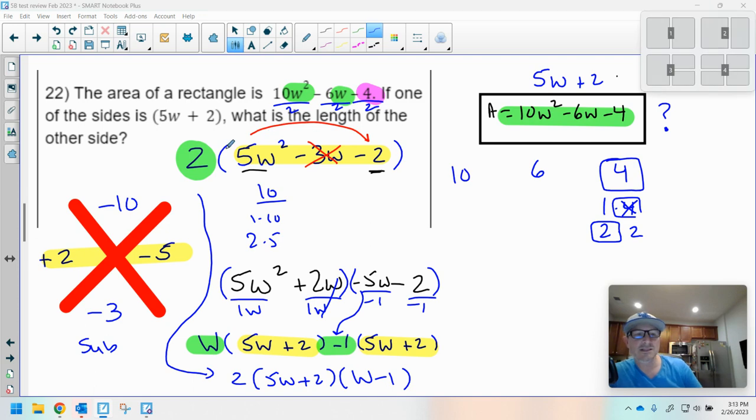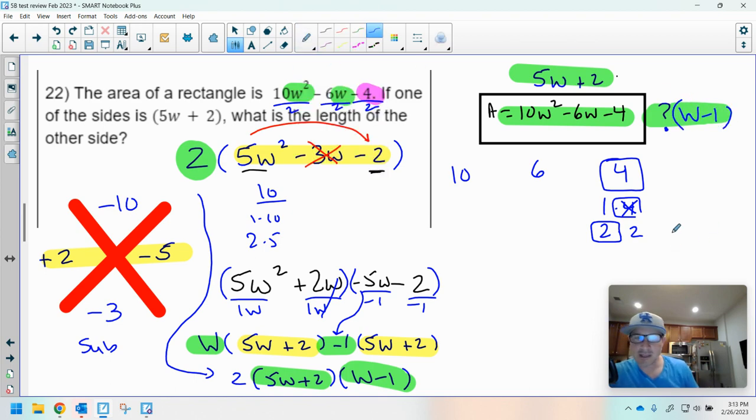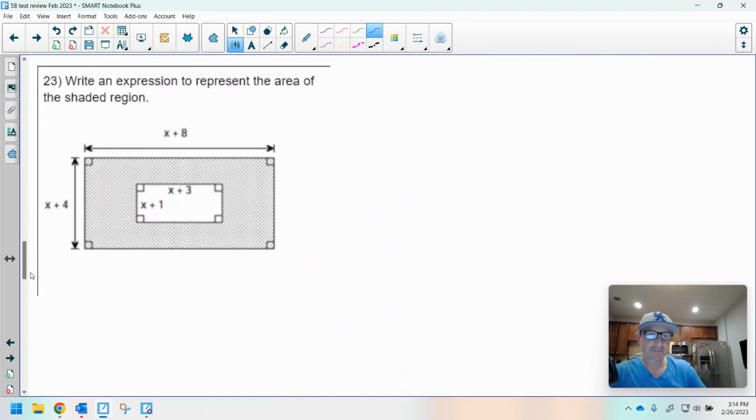But they want to know what's the length of the other side. You don't need the 2 as the length of the other side, but they gave you one of your answers up here, 5w minus 2. What's the other side? It's going to be w minus 1. W minus 1 is the other answer. All right, let's get moving to 23.